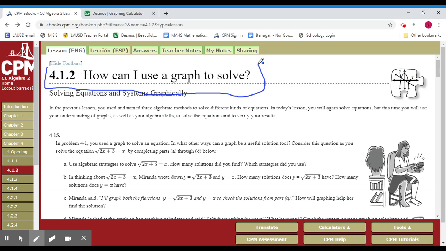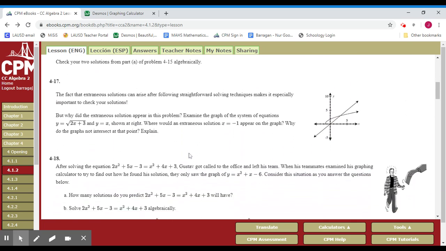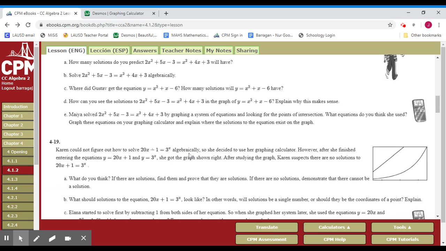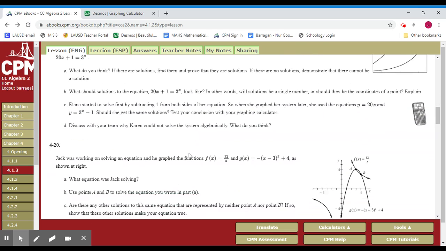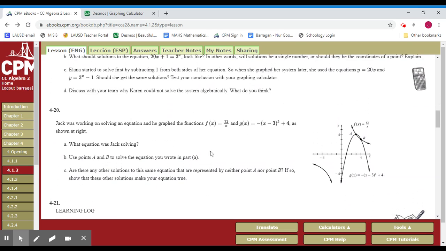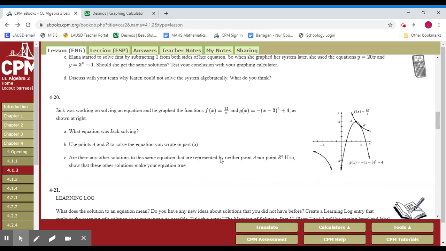If you did the other problem, you already have a Cornell note started on a new page in your notebook. This should be your title right here, 4.12. How can I use a graph to solve? And we're going to be looking at the second problem in this assignment. So this is for day three. Again, if you're doing Delta Math, you already know that schedule has been posted and you're doing the assignment from Delta Math. Any questions, you can always email me. And let's get started on this one now.